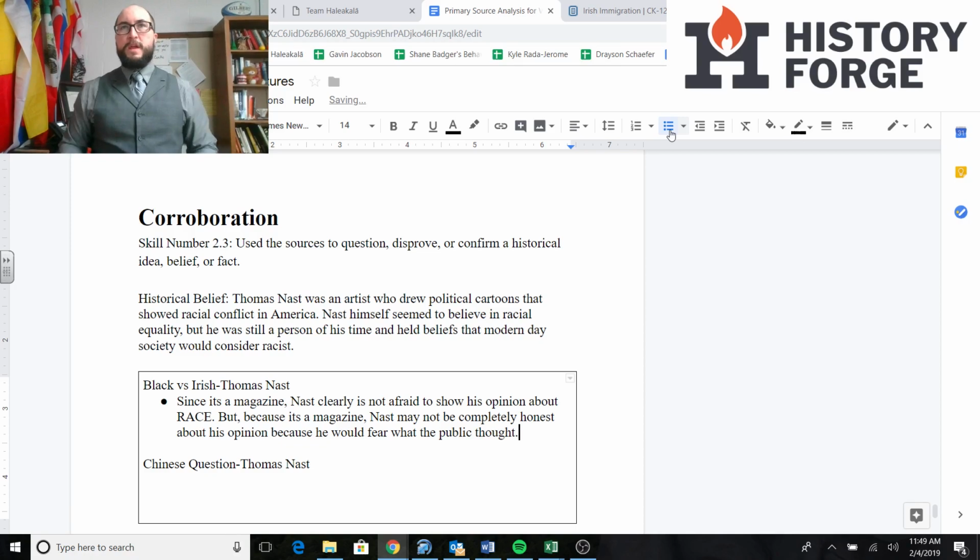Kind of think about it, if you're out in public making speeches, you're going to be very different than when you're just talking to your best friend or even writing in a diary. You might be less honest because we all know what's acceptable and what's not acceptable. No one's going to go out there and call themselves a racist. Even people who are very racist aren't going to go up and make a speech about I'm super racist. It's one of those things that you're called because of your actions, and so we gotta be really careful about this. So Thomas Nast might be showing his opinion, might not be very afraid of it, but at the same time, he's probably not being 100% honest because he would be afraid of what's going to happen.